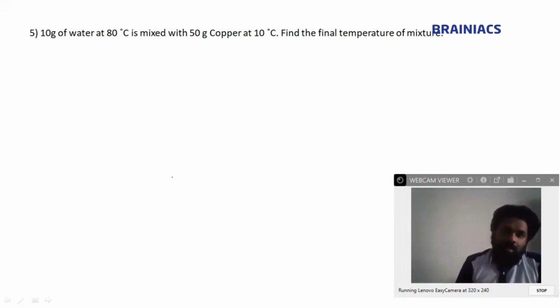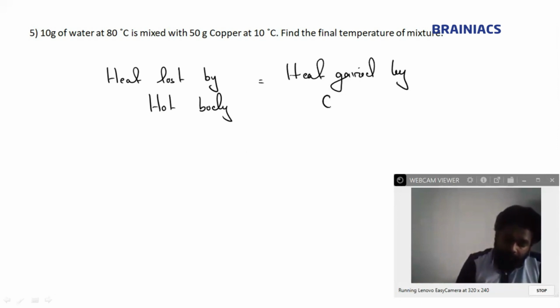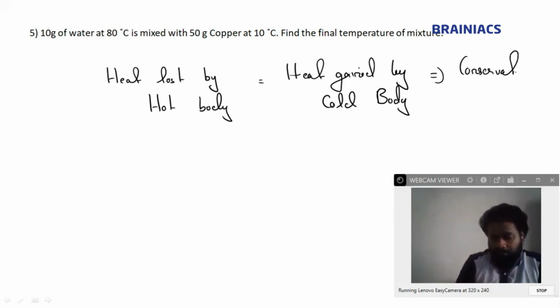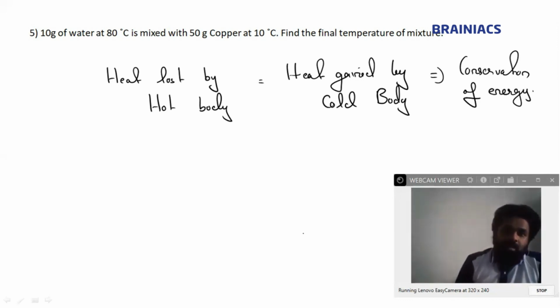So here, one is hot body, one is cold body. So we know heat lost by hot body will be equal to heat gained by cold body. So what is this? Conservation of energy. So this is what we are going to use here.